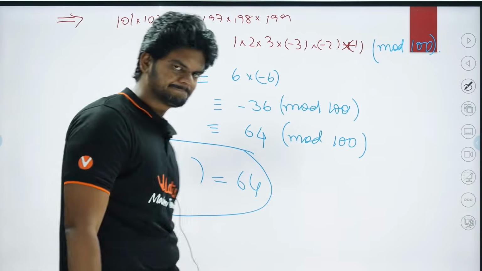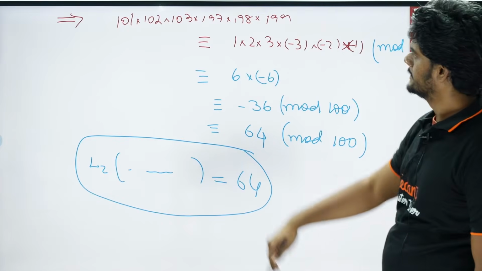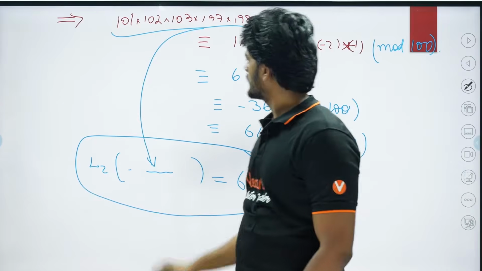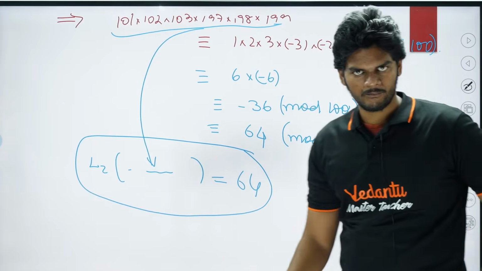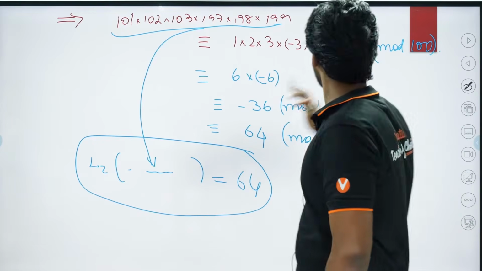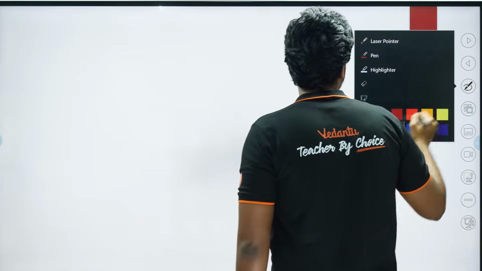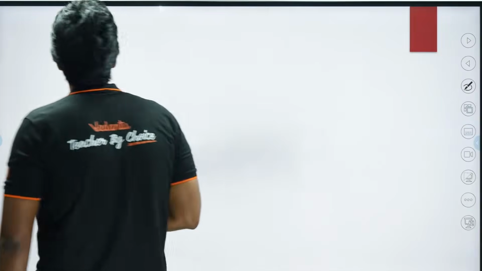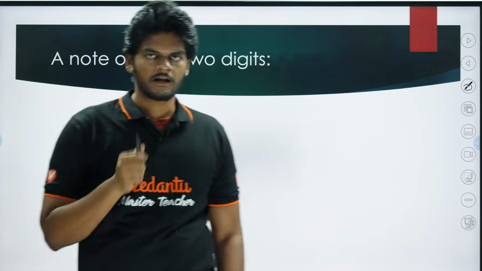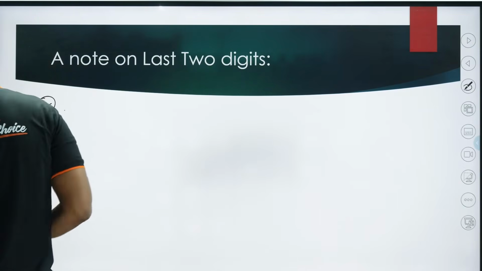Is that clear? I hope I made this clear, like what we need. Last two digits of this is 64. Understood? So, that should be the end of this video, but I will tell you a few things regarding last two digits. A note on last two digits. A few pointers. Make notes of this.